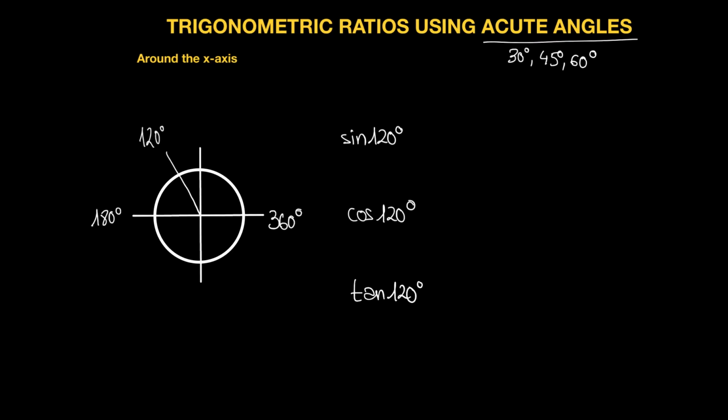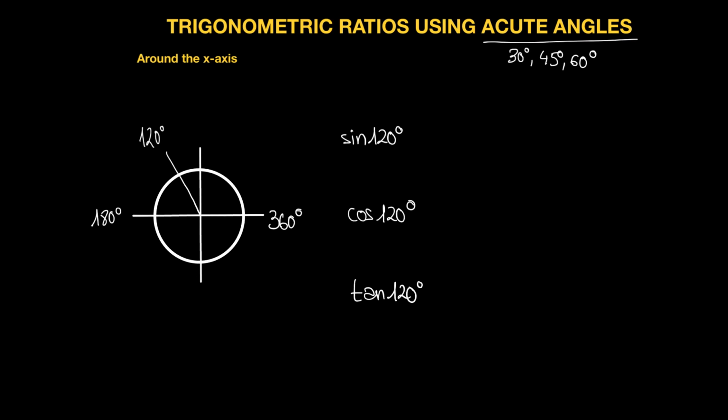Okay, let's go. We're going to start with 120, an angle of the second quadrant, and we need to find its sine, cosine, and tangent. Our method is around the x-axis, which means that this axis is going to be our reference. Therefore, the angles involved in the process are 180 or 360.